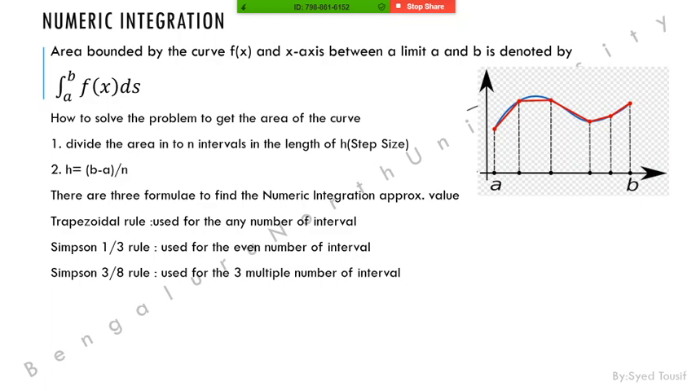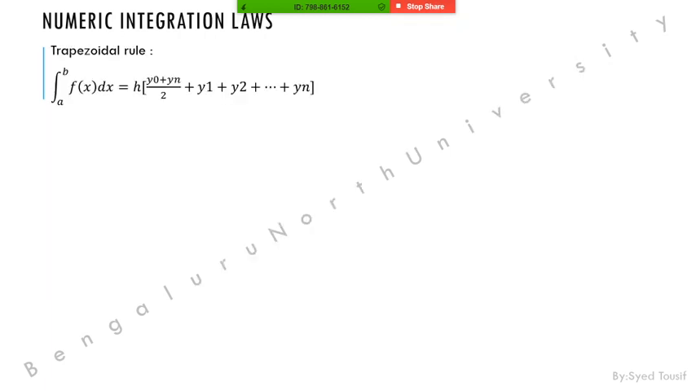So we'll check the three different formulas, and finally we will go for the Simpson one-third rule. For the trapezoidal rule, we know that the integral with lower limit a and upper limit b of f of x dx is equal to h multiplied by the initial value y0 plus the final value yn, divided by 2, plus the sum of the remaining values.